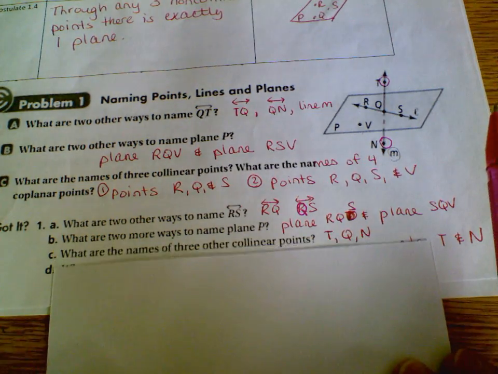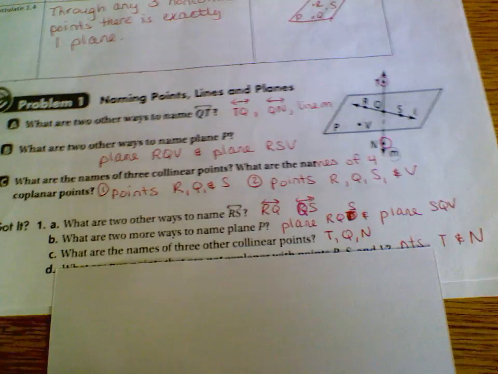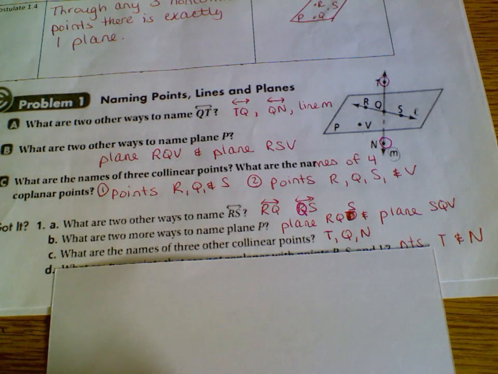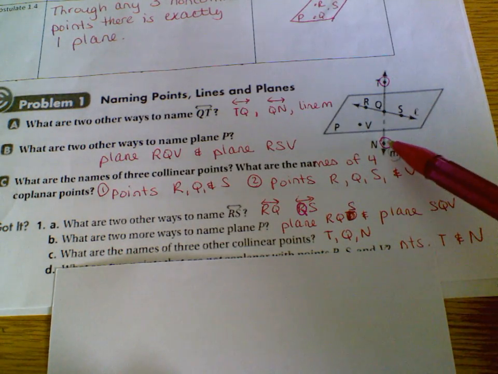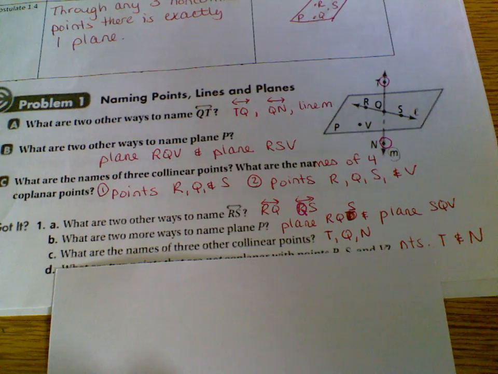What are names of 3 other collinear points? So we already named 1 set. Another set would be this line, so I could use N, Q, and T.